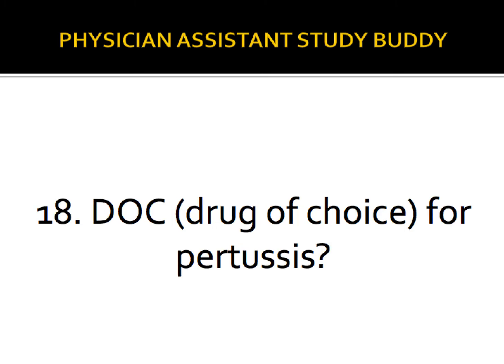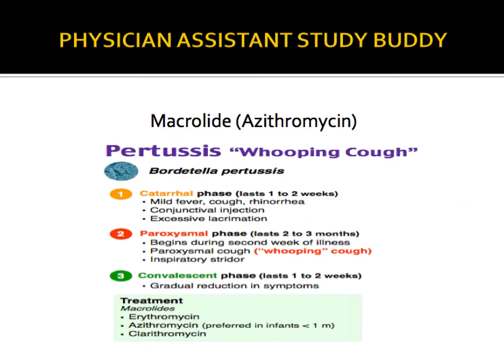Drug of choice for pertussis, the whooping cough, is a macrolide: azithromycin, erythromycin, clarithromycin, any mycin. When you think about whooping cough, think mycin. It's caused by Bordetella pertussis. There are 3 phases: catarrhal, paroxysmal, and convalescent.